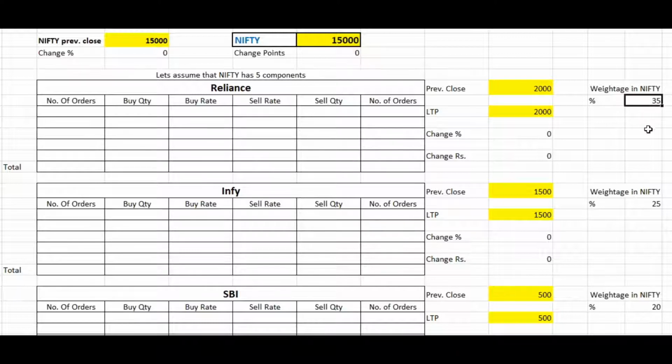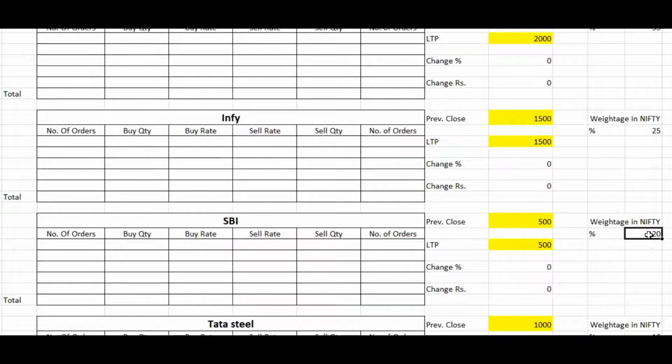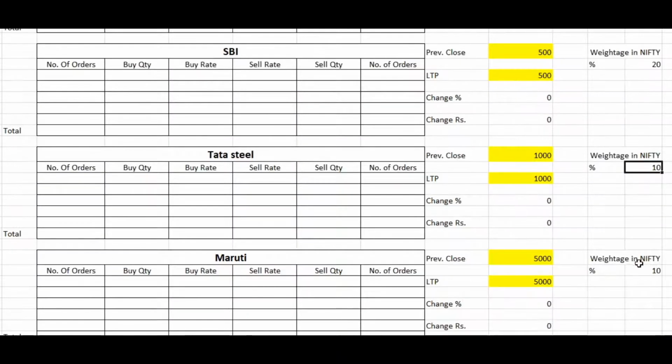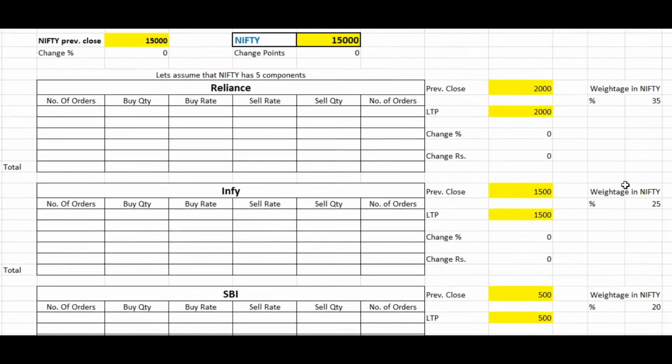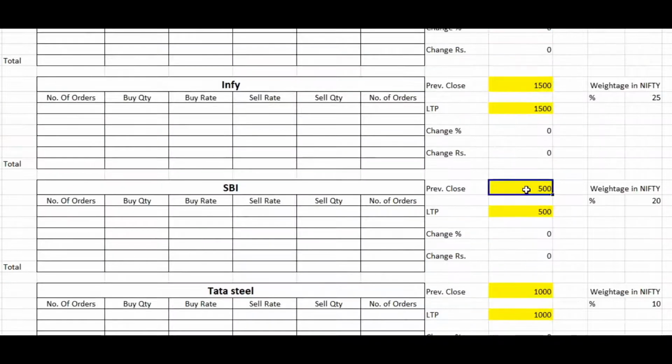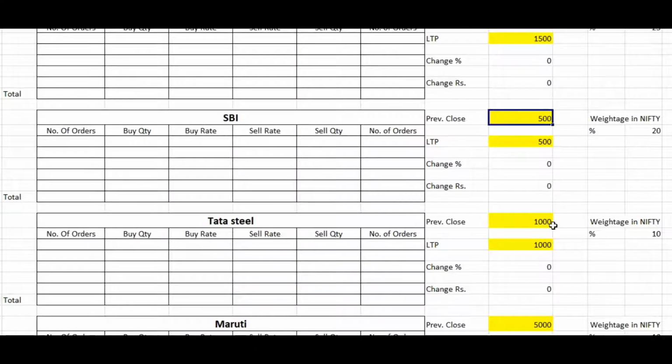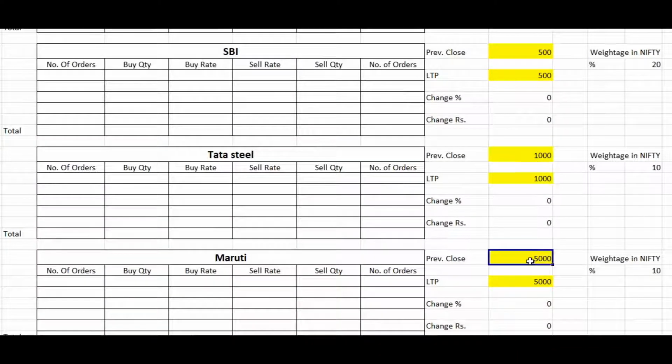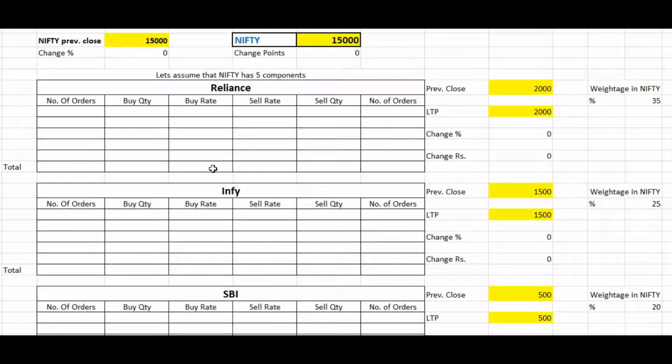So here I have given 35% weightage to Reliance, 25% to Infosys, SBI 20, Tata Steel 10, Maruti 10. So all the 5 stocks are in the order of their weightage. Reliance as usual I have given the highest weightage in Nifty. I am assuming that Nifty's current value is 15,000, and I have given some values for the stocks also: Reliance 2000, Infosys 1500, State Bank of India 500, Tata Steel 1000 and Maruti 5000. So these are the assumed values for the current market price.